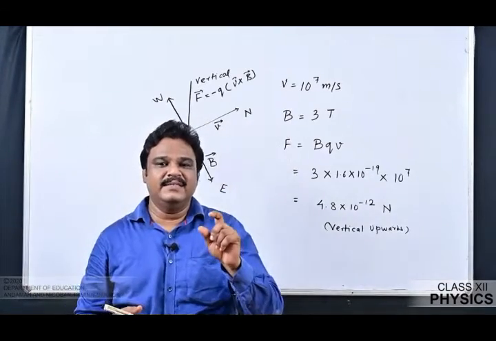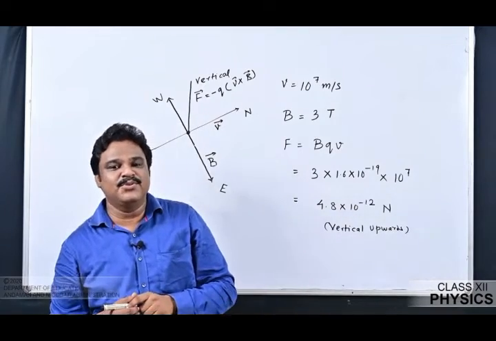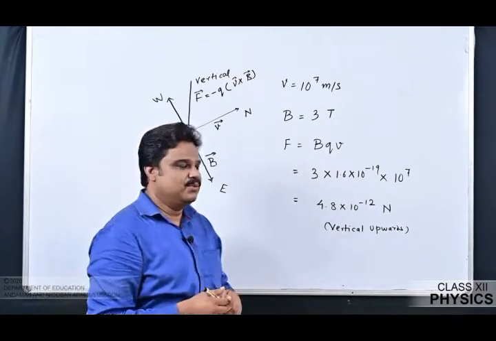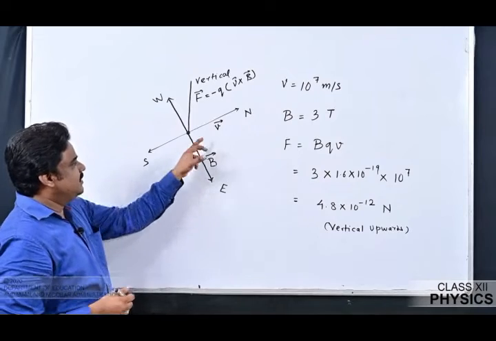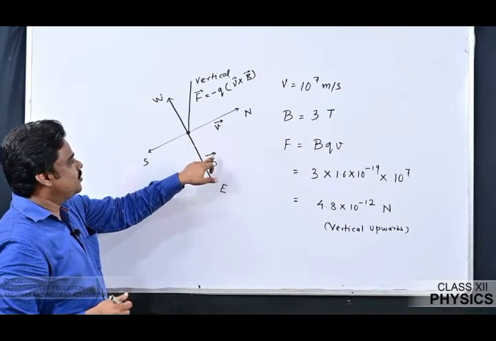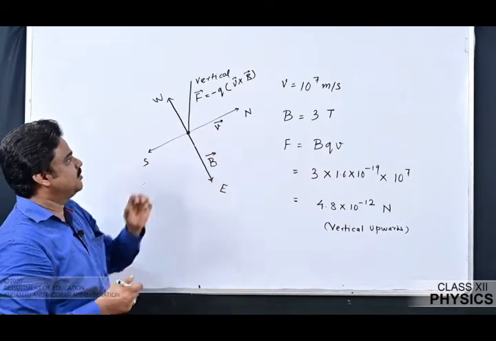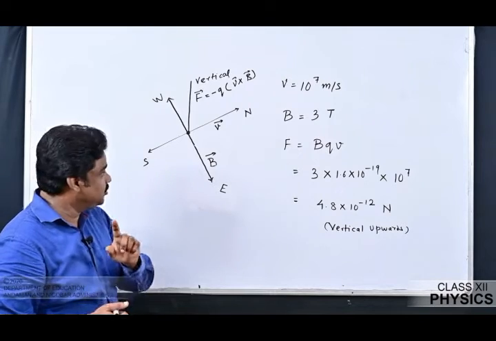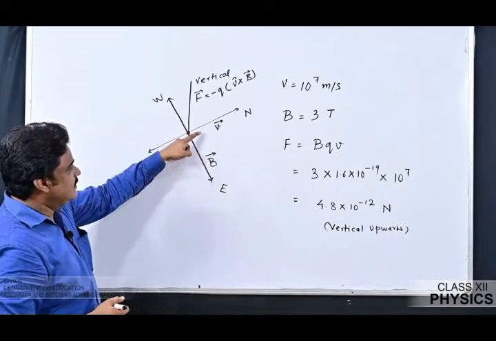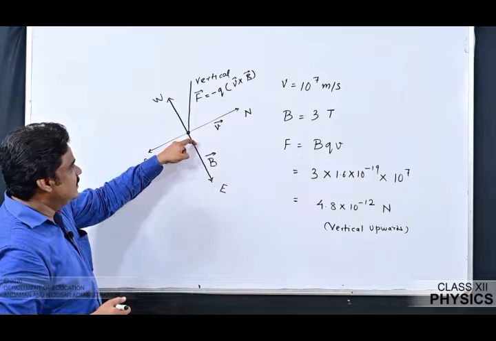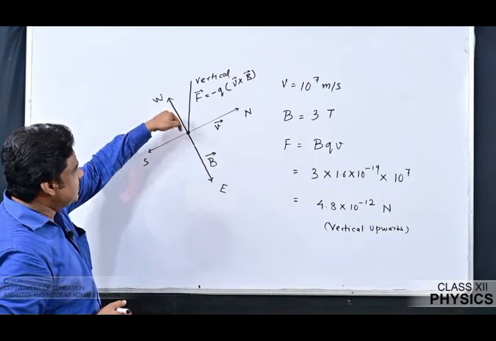What about the direction of the magnetic Lorentz force on the electron? The direction of V cross B on the electron will be the direction of the magnetic Lorentz force. You should know, if I rotate a screw from V to B, it will be advancing vertically downwards.